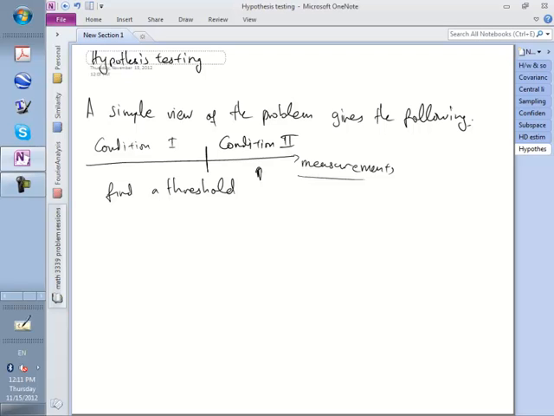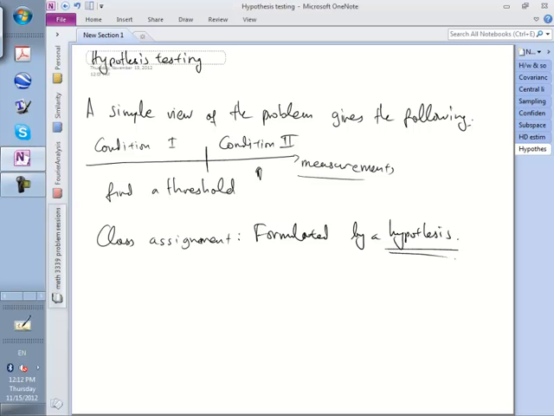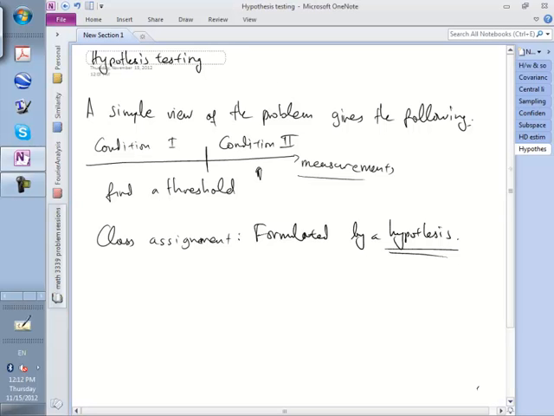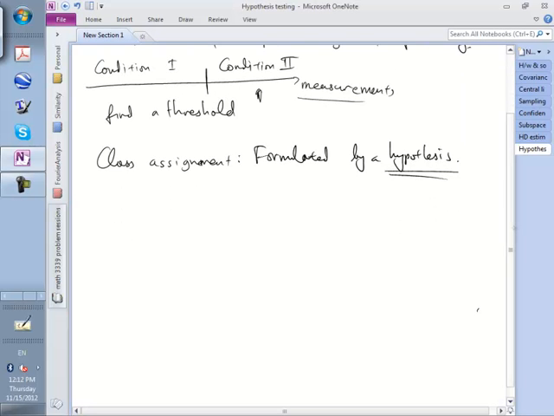So in hypothesis testing, essentially we have a class assignment. And that class assignment is formulated by the hypothesis. And the hypothesis in statistics has a more mathematical formulation. You can write some equation to define the class. Okay?